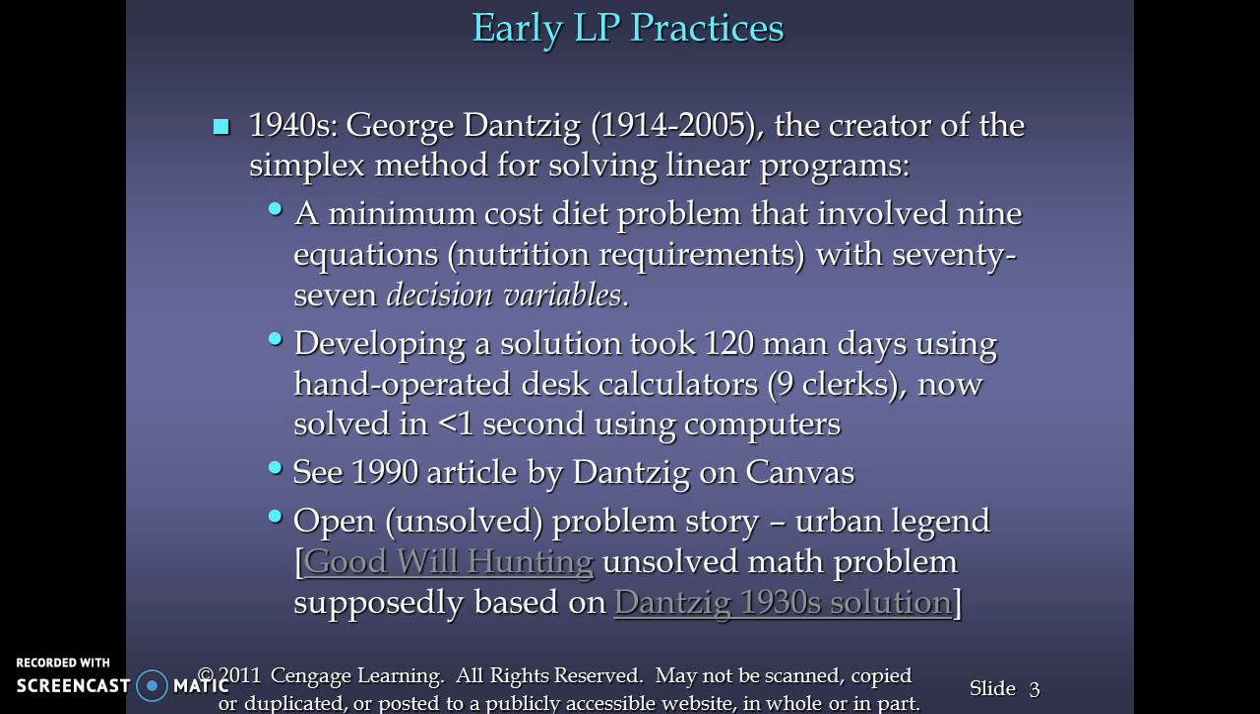I did post an article from 1990 that Dantzig published about some of this. You might find it useful.